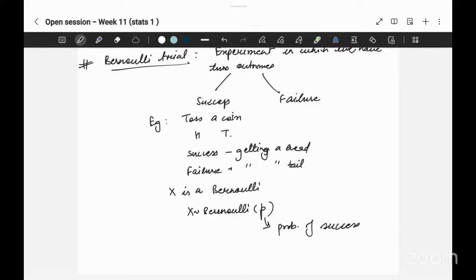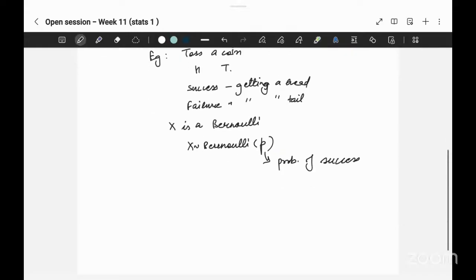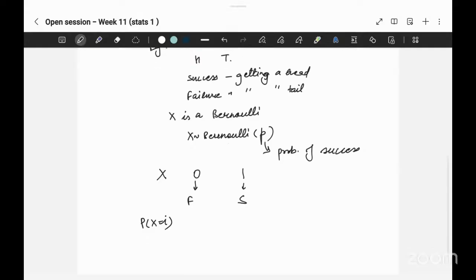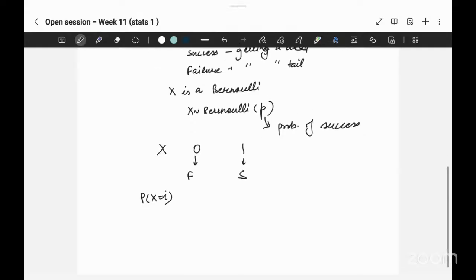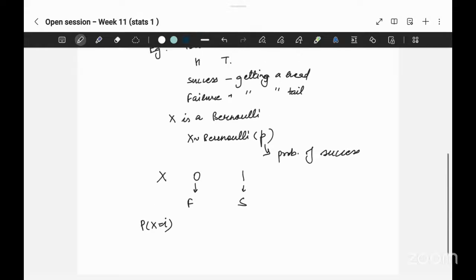Now, I am saying that my X is following a Bernoulli. That means my X can have two values, 0 and 1, in which 0 denotes the failure and 1 denotes the success. And we know that my X is a random variable. For each random variable, we have a probability associated with it. Yes or no?